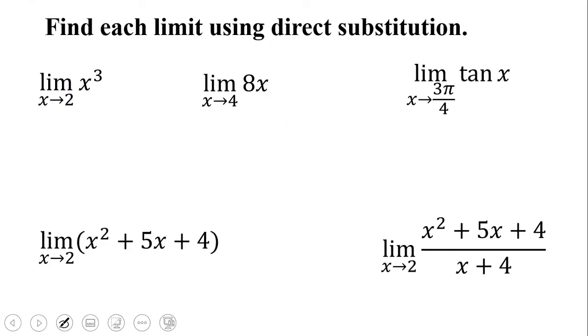A couple together. How about the limit as x goes to 2 of x cubed? Well, everywhere there's an x, put a 2. Cube that bad boy. The limit is 8. The limit as x goes to 4. Plug it in. The limit is 32.